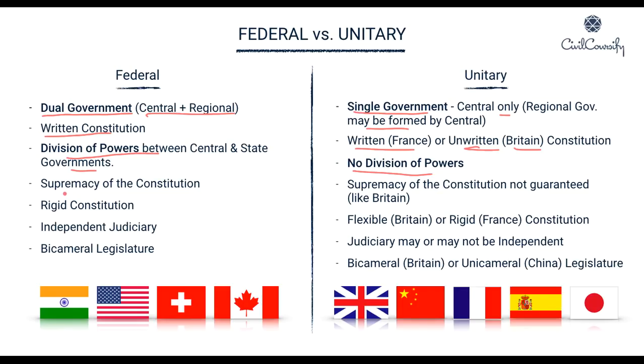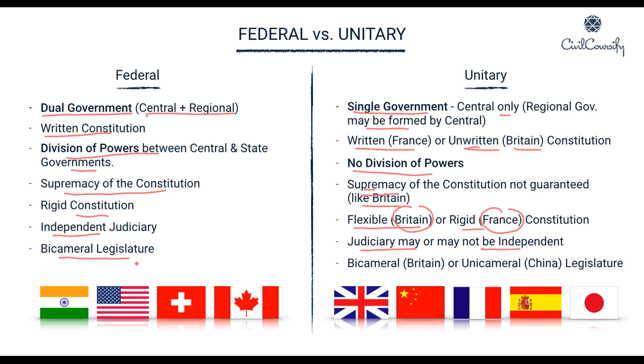So in federal, there is a supremacy of the constitution, whereas in unitary, the supremacy of the constitution is not guaranteed, like in Britain. Rigid constitution in federal, and it could be a flexible constitution like in Britain, or a rigid constitution like in France for unitary form of government. In federal, the judiciary is independent, whereas in unitary, the judiciary may or may not be independent.